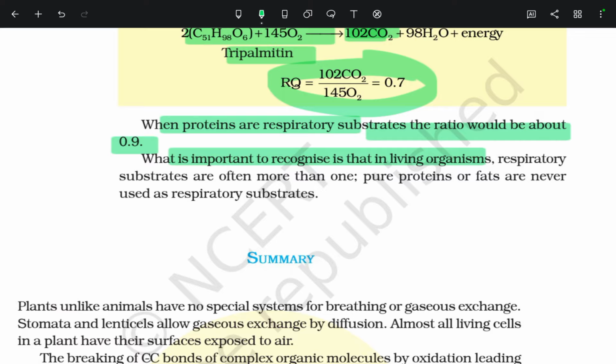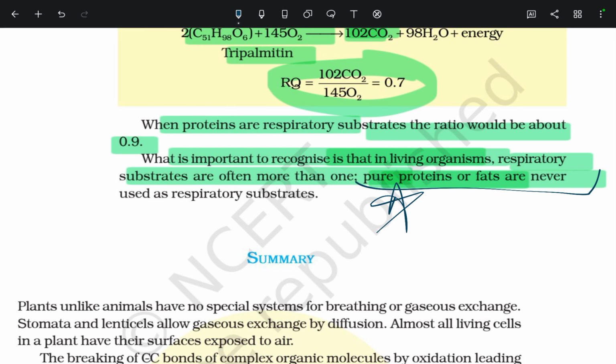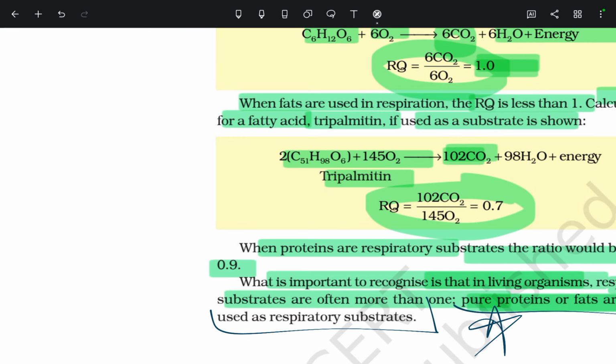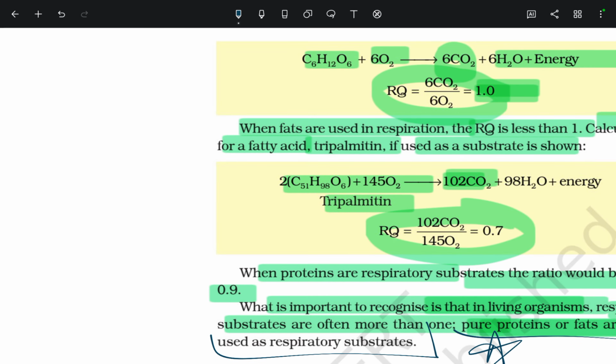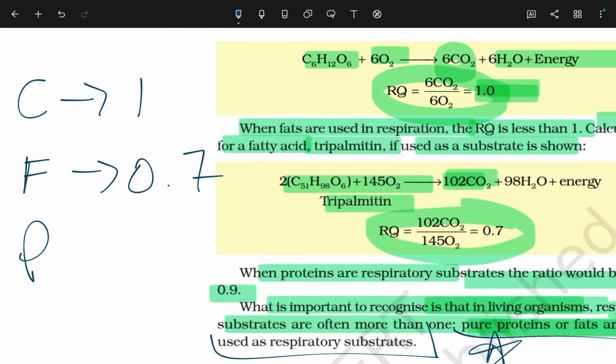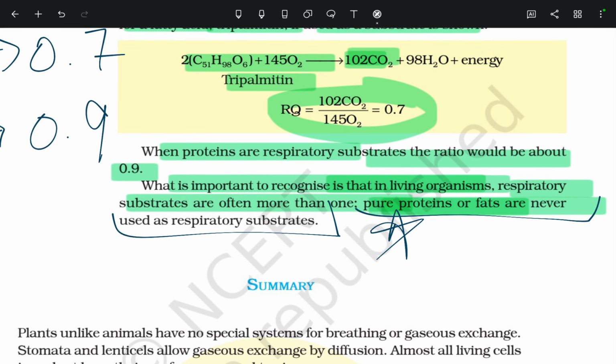What is important to recognize is that in living organisms, respiratory substrates are often more than one. Pure proteins or fats are never used as a respiratory substrate. So basically, the respiratory quotient of carbohydrate is 1, for a fatty acid like tripalmitin of fats it is 0.7, and for protein it is 0.9, and pure proteins or fats are never used as respiratory substrate.